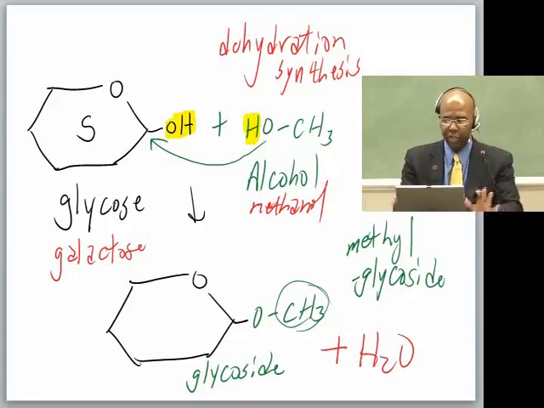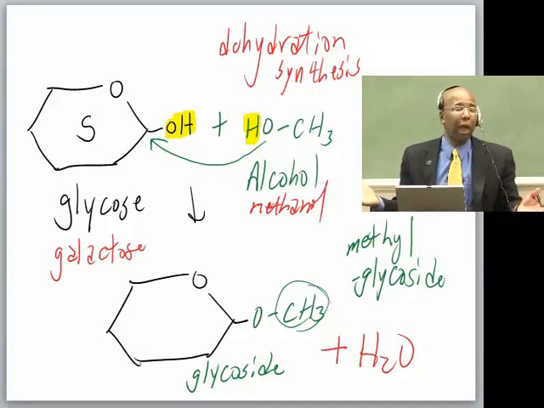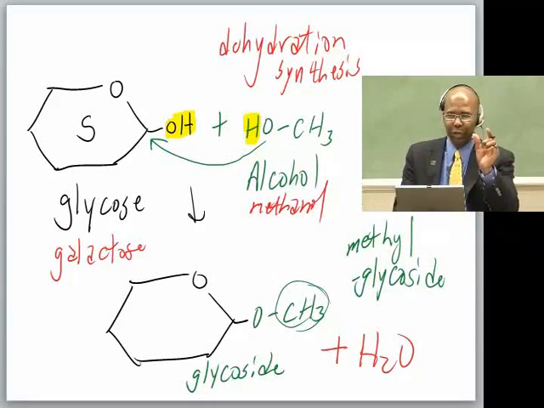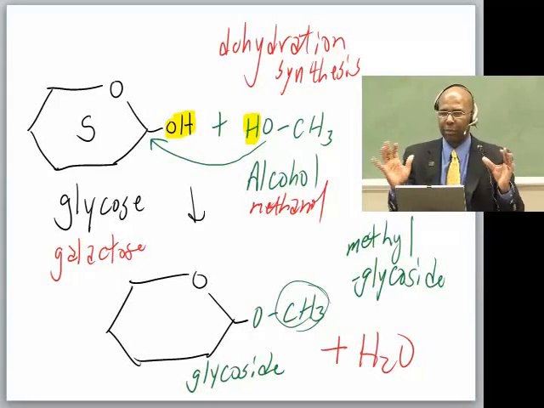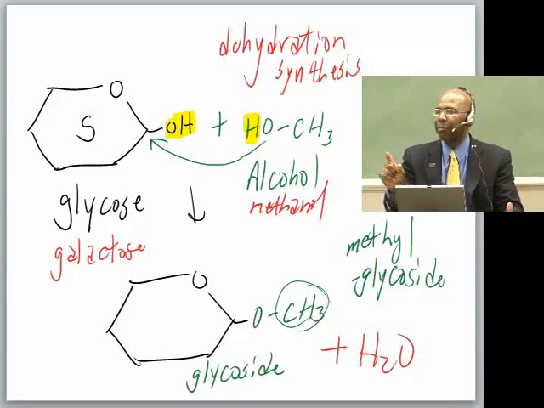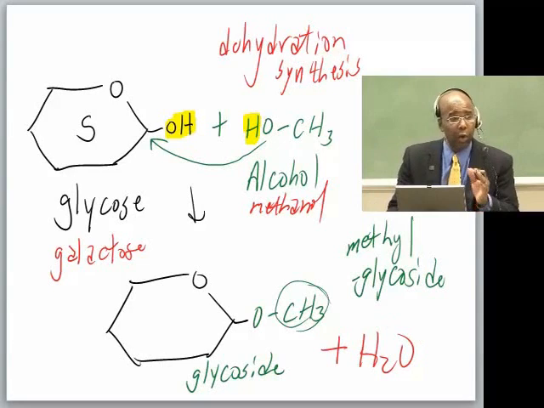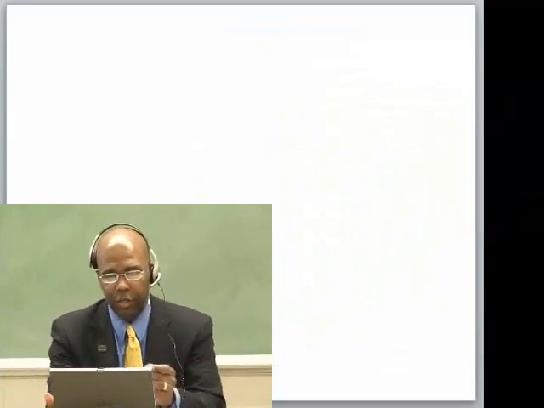This is a general formation of a glycoside. Now we're going to do a specific glycoside. We're going to start with glucose and methanol. What's the product going to be? Anybody? If we start with glucose and methanol, what's going to be the product? Methyl glucoside plus water. Okay. Now everybody know where we're going now. So let's just do this reaction. And so we're going to start with glucose here.